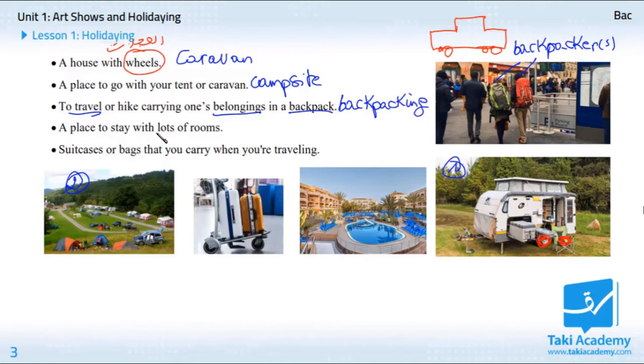A place to stay with lots of rooms. Here we have lots of rooms. What do we call this? This is called a hotel, of course.